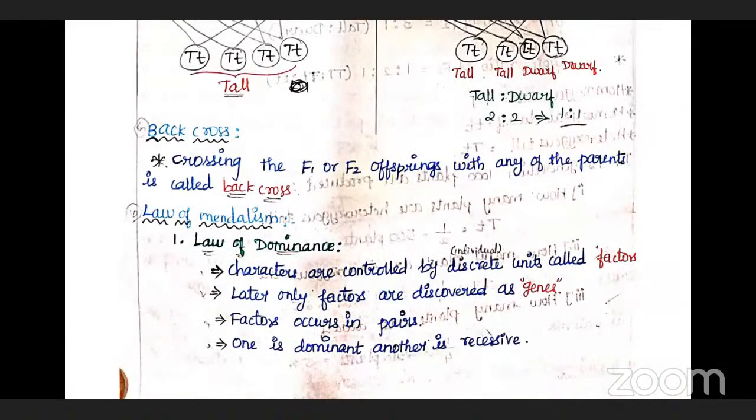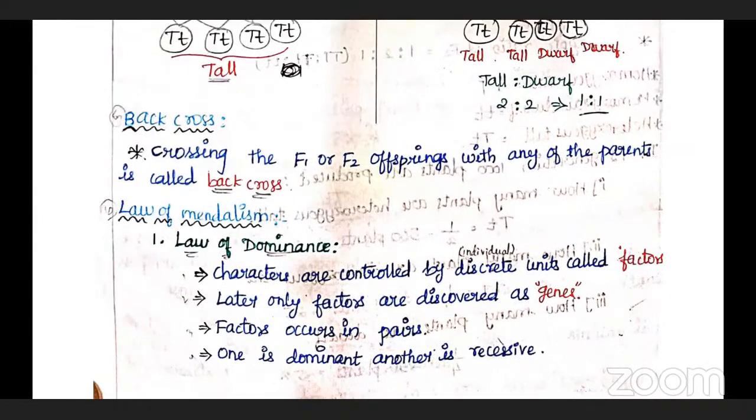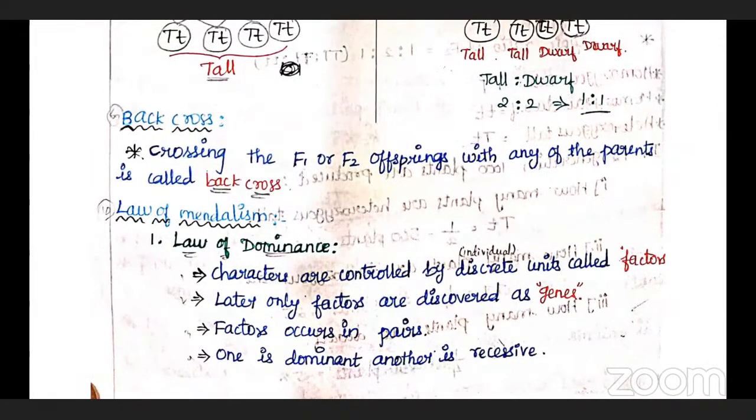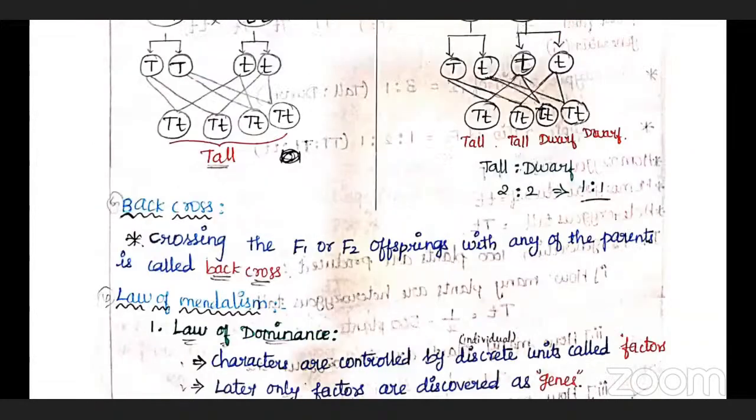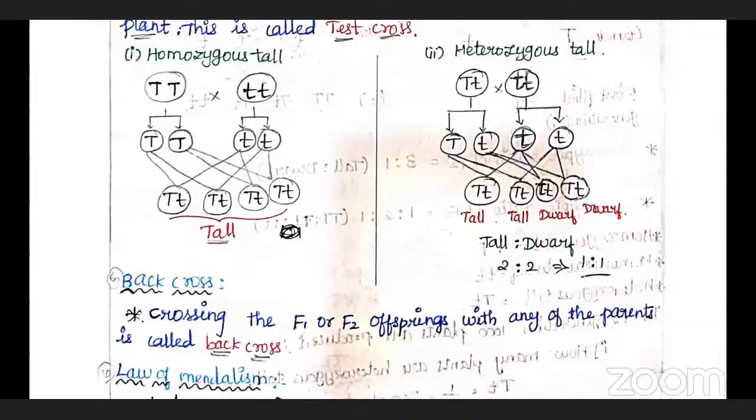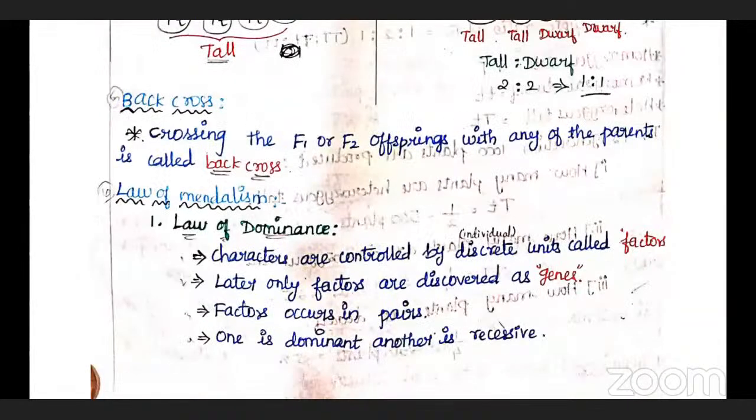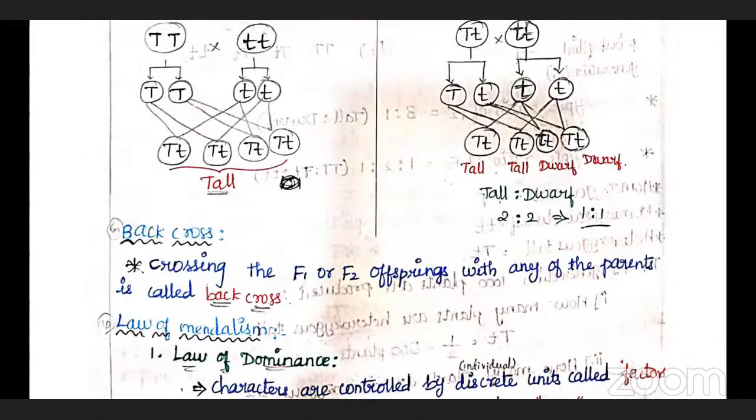Next one is the back cross. Back cross means crossing of the F1 hybrid with any one of its parents. F1 hybrid means, as you know very well, capital T and small t. Crossing of the F1 hybrid with any one of its parents. In a monohybrid cross, parents means only two.